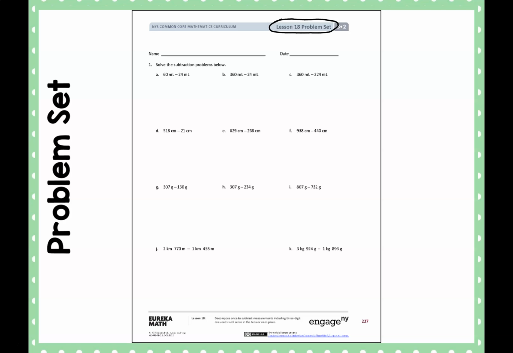It says solve the subtraction problems below. So let's go ahead and look at A. We have 60 minus 24. Let's go ahead and build that. We have plenty of room here. Let's build that using our place value chart. So I'm going to have you draw your place value chart, and we're also going to write that standard algorithm.